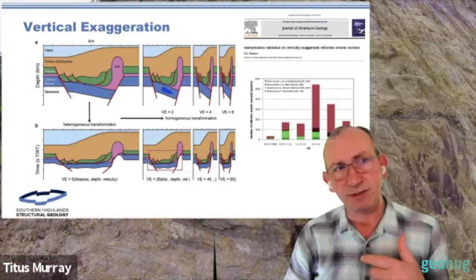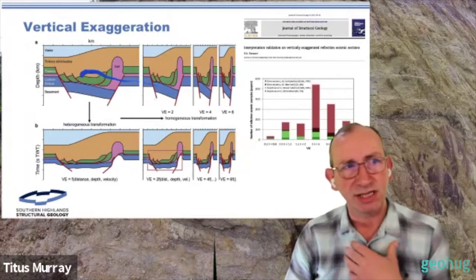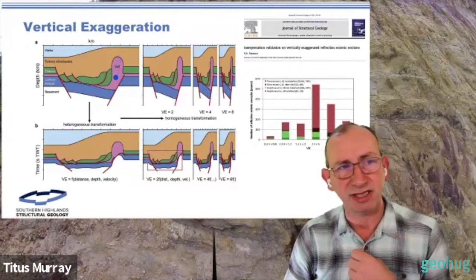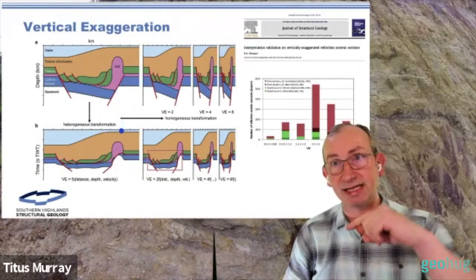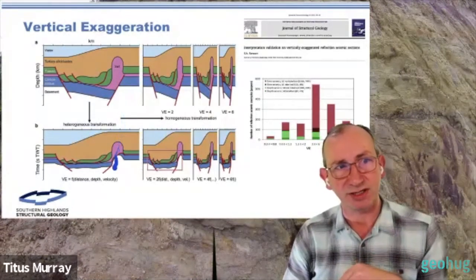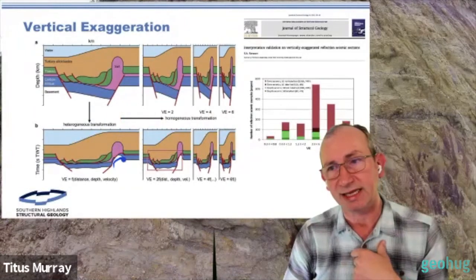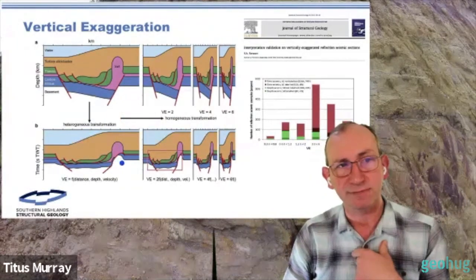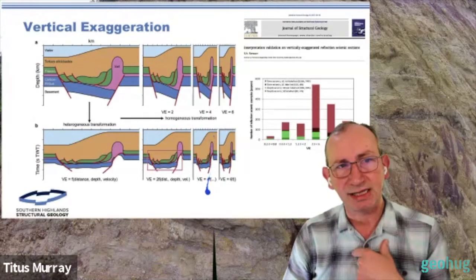So he used a piece of software, Move, to do this. He took a section in here with some salt, and the salt's got really distinct velocities. He's then taken that depth section and converted it to time, and you can see these anomalies in here are velocity anomalies. And then what he's done is he's shown it at different vertical exaggerations. And it's really, really common to see time-based data with 4 times vertical exaggeration. You can see how different that looks to this.